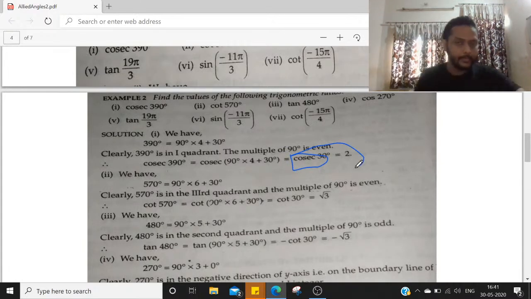That is the value. Okay, moving forward, the next question that we have is cot 570 degree. Now when I'm talking about cot 570 degree, I have my 570 degree, that can be written as 90 times 6, that is 540, plus 30. 90 times 6 plus 30 will be 570. Now if I look at this, which quadrant is it? This is my third quadrant. How? Let's see.